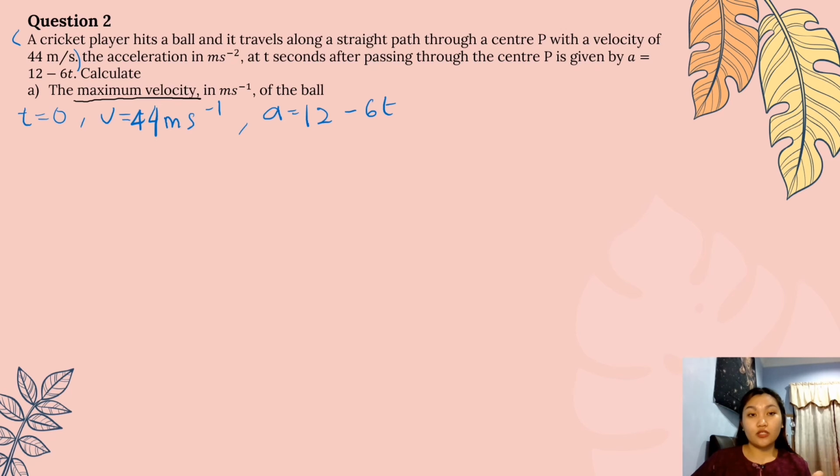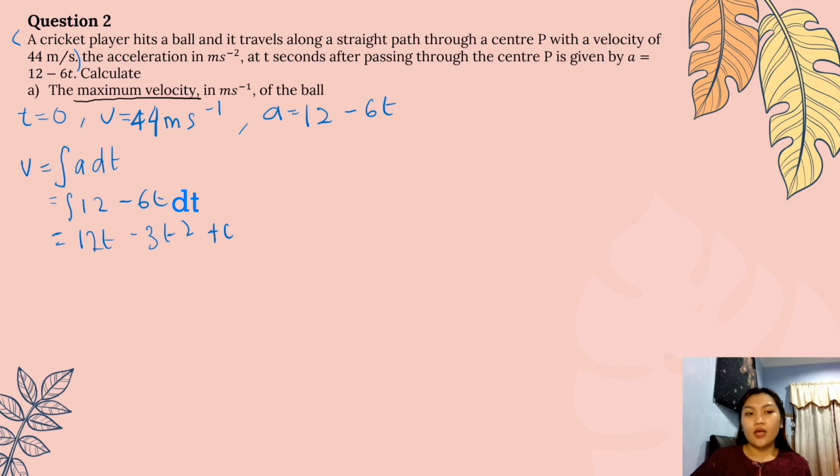So now the question is asking for the maximum velocity. How are we going to solve this question? Basically, if the question is asking for velocity, we have to have the function of velocity. But we are only given the function of acceleration. How do we find the velocity from the acceleration? Recall the knowledge that you have learned from the previous subtopic. You are going to integrate the function of a. So v is equal to the integration of a dt.